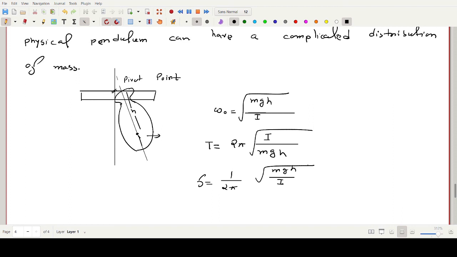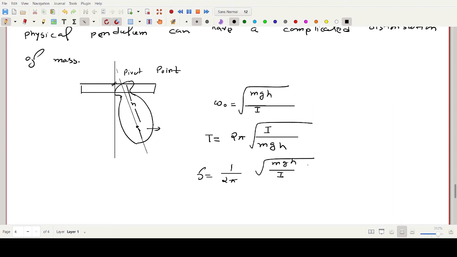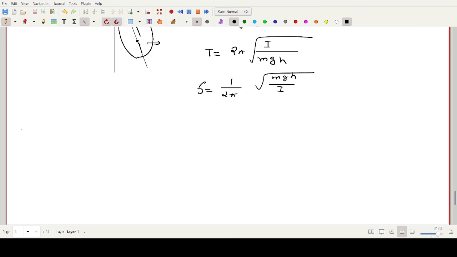Okay, so have you understood the difference between a physical pendulum and a simple pendulum? Is there any question? Understood, sir. Okay, so here I depends on the shape of the physical pendulum.